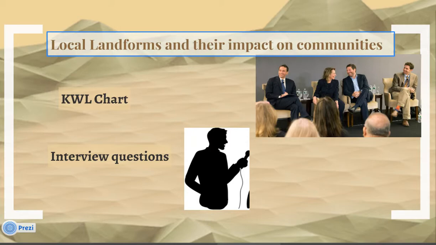So they're going to be working in pairs to create the interview questions, and then after the interview with the local experts, they're going to write in the L column the answers to their questions. And so I'm going to assess them by their participation in the panel discussion and by grading their questions.